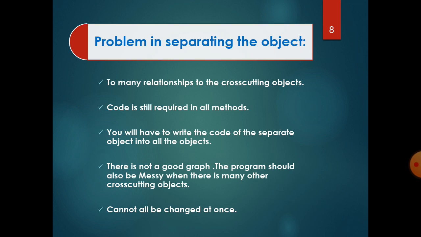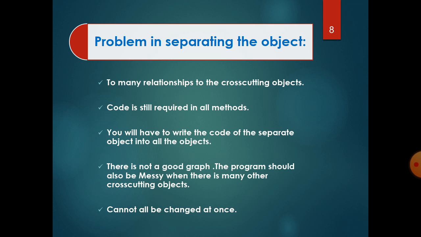So this approach does not provide a good graph, and it becomes a very messy mashup. When many cross-cutting objects exist, it becomes a problematic approach. In object oriented programming we have multiple objects and need to refine the code by separating objects. Not being able to change everything at once is another limitation of the object oriented approach.